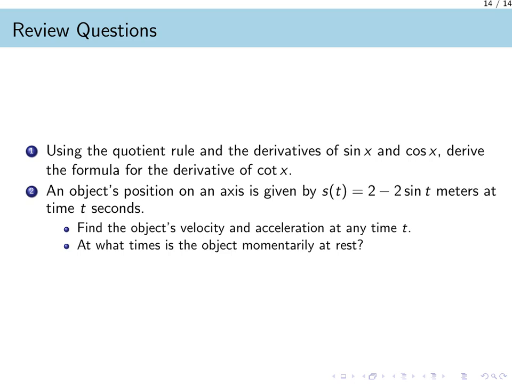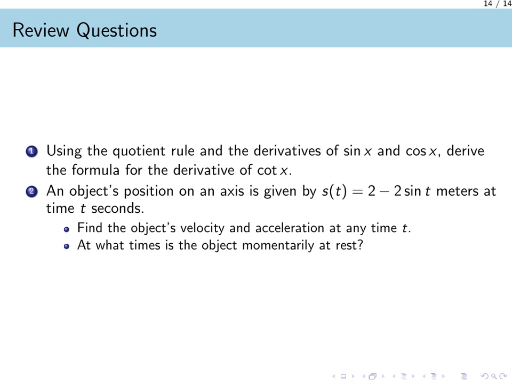To wrap up, I want you to try applying what we have learned to these review problems, which connect our new derivative rules to physical motion. For the first question, a good strategy is to rewrite the cotangent of x as the fraction cosine of x over sine of x, and then apply the quotient rule.